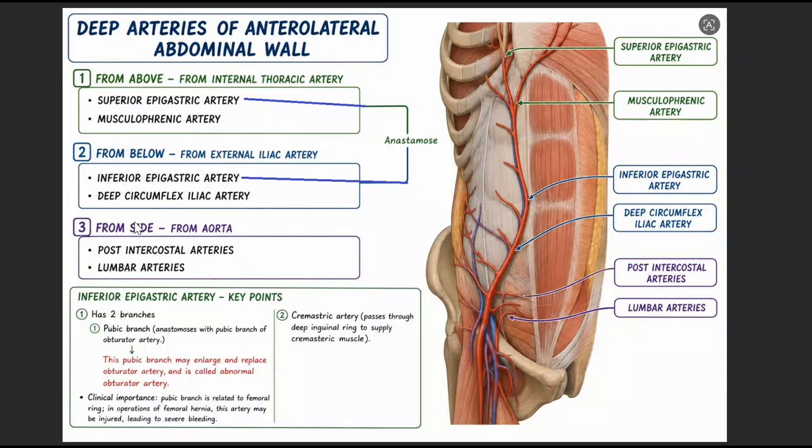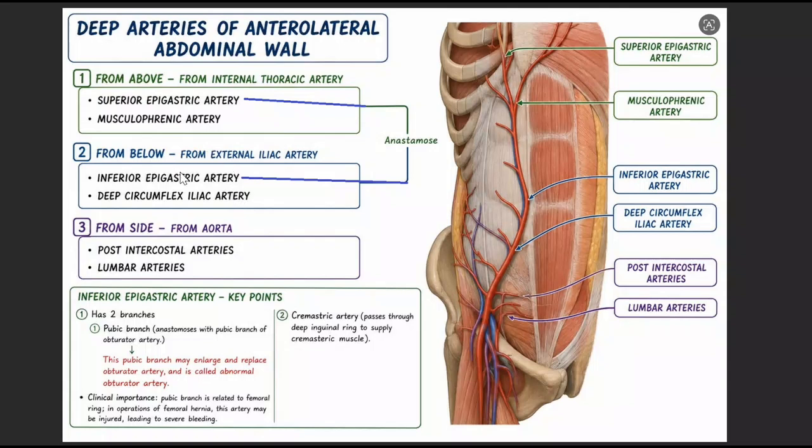Now the next part is about the deep circumflex iliac artery. The deep circumflex iliac artery is a branch of the external iliac artery, and it also originates, just like the inferior epigastric artery, above the inguinal ligament, and then it runs upward and laterally. It goes laterally towards the anterior superior iliac spine just above the inguinal ligament, and then it continues along the iliac crest of the iliac bone, and there it supplies the lower part of the lateral part of the abdominal wall.